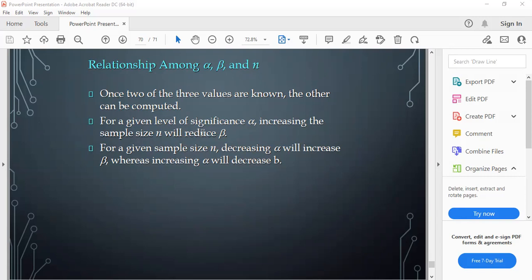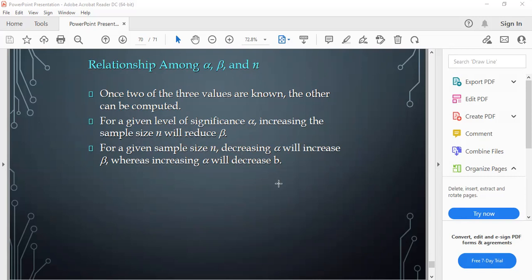Now come to the third line, where it is mentioned, for a given sample size n, the sample size is fixed, but decreasing alpha will increase beta, whereas increasing alpha will decrease beta. This is not b, this is beta. By mistake, it is written here as lowercase b, so consider it as beta. So for a given sample size, decreasing alpha will increase beta, whereas increasing alpha will decrease beta.